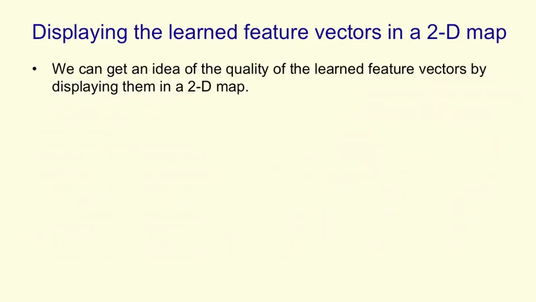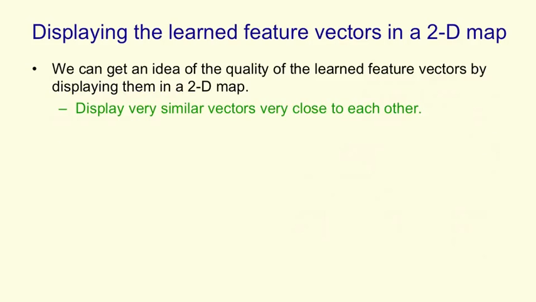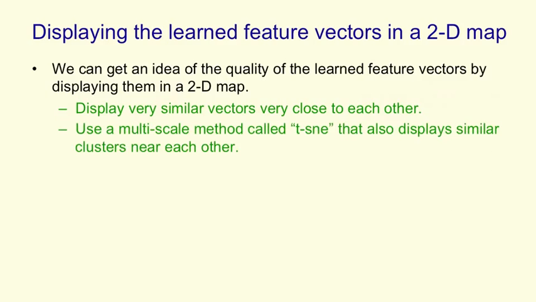One way of getting a sense of the vectors that they learned for words is to display the vectors in a 2-dimensional map. What we want to do is lay out the word vectors in such a way that very similar vectors are very close to one another. So then you'll discover what words the neural network thinks have similar meanings. We're going to use a multi-scale method called t-SNE. You can look up t-SNE on Google and discover how it works if you want. And t-SNE is able, in addition to putting very similar words close to each other, to put similar clusters close to each other. So it gives you structure at many different scales.